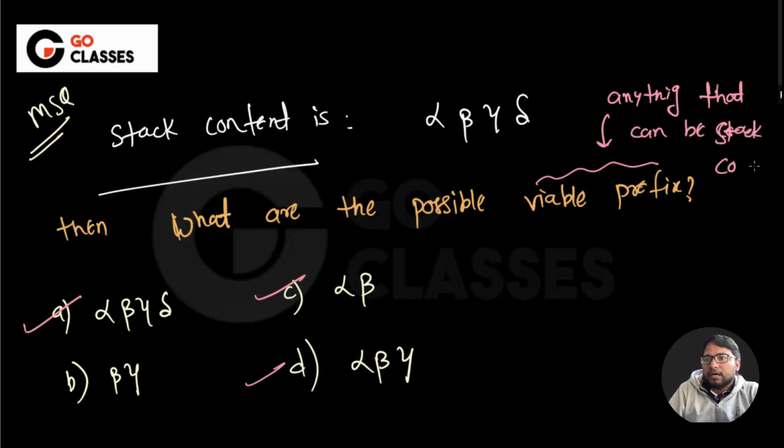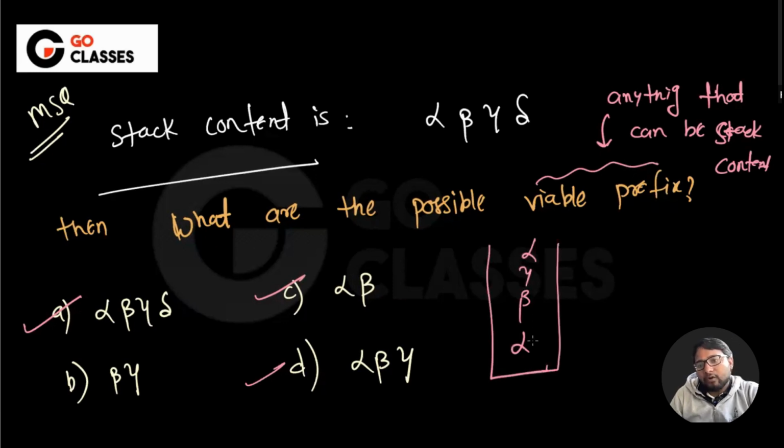Now, suppose someone gives you the stack content alpha, beta, gamma, and delta. Suppose someone tells you this at t equal to, let's suppose, 10. Isn't it possible that at t equal to 5, the stack content would be a little lesser? You must have built it incrementally. Can the stack content be this at an earlier time? The stack content could have been this, and then you might have added gamma and delta, right?